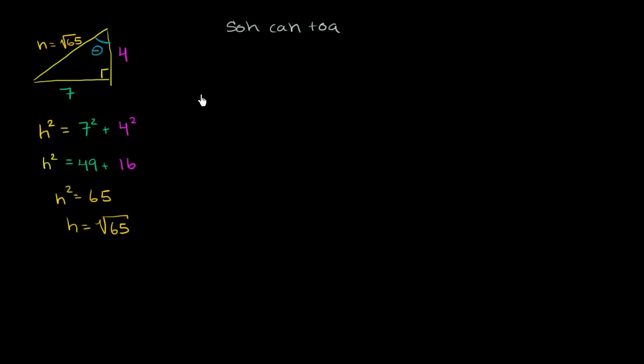Let's say we wanted to find the cosine. We want to find the cosine of our angle. You say SOHCAHTOA. So the CAH part tells us what to do with cosine. The CAH part tells us that cosine is adjacent over hypotenuse. Cosine is equal to adjacent over hypotenuse.